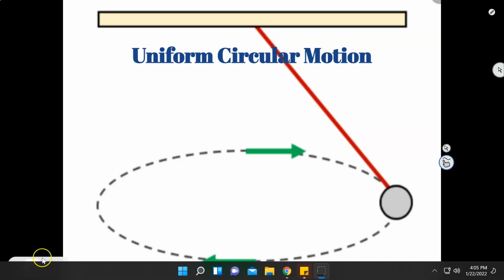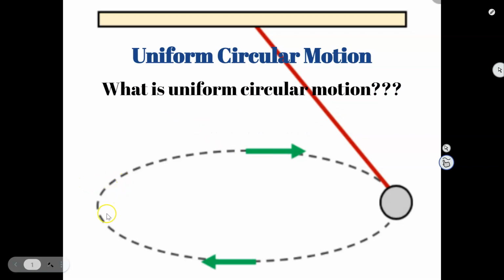This will be our unit on uniform circular motion. We have studied linear motion, we've studied projectile motion, and now we're going to go to circular motion. So this is going to bring us to our last study of motion for this year. So what is uniform circular motion?